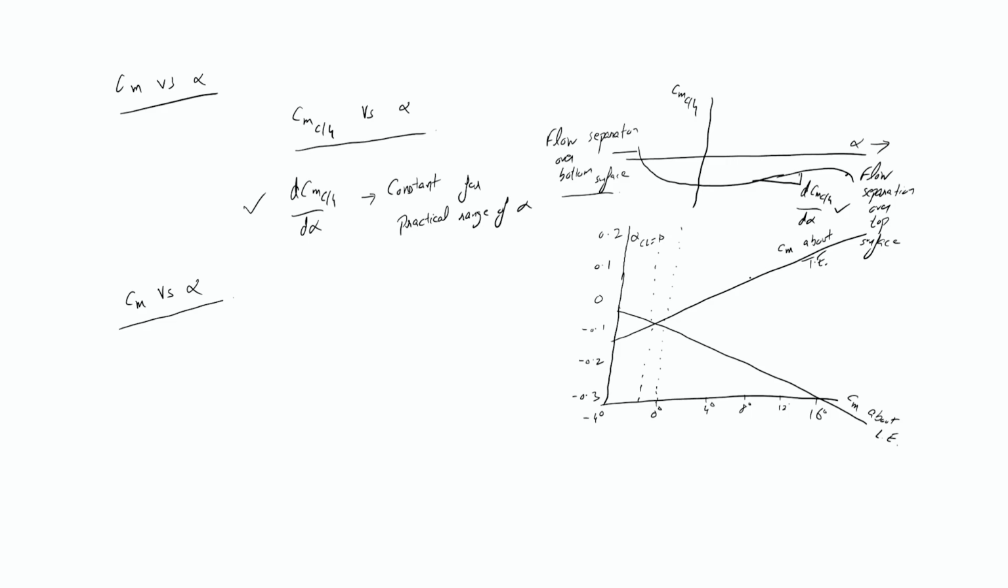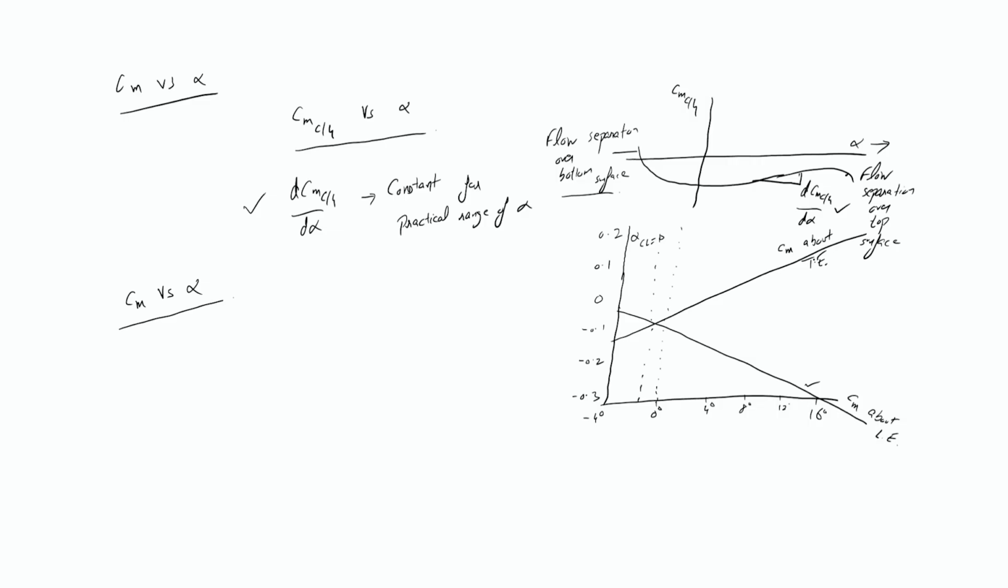Alright, this is the curve. Now if you consider the leading edge, then as the angle of attack is increased, this moment actually keeps on reducing, as you can see in this plot. If you consider the leading edge, it is reducing. If you consider the trailing edge, it is increasing.